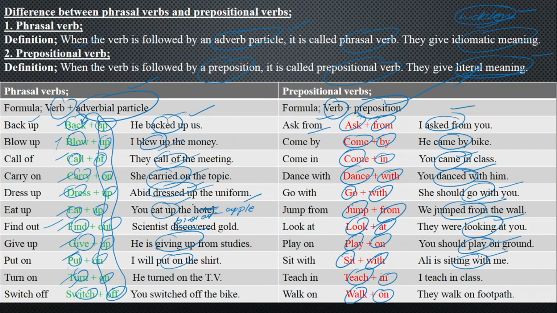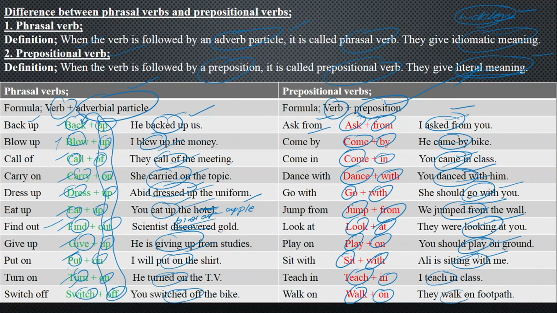But when they are followed by a preposition, then they will give the literal meaning. When verbs are followed by a preposition, keep in your mind, they give the literal meaning. When verbs are followed by an adverbial particle, they will give the hidden meaning, the idiomatic meaning. Means the meaning will be changed from the words. He turned on the TV, but I teach in class, teach in. And he switched off the bike and they walk on footpath. So see, walk on.